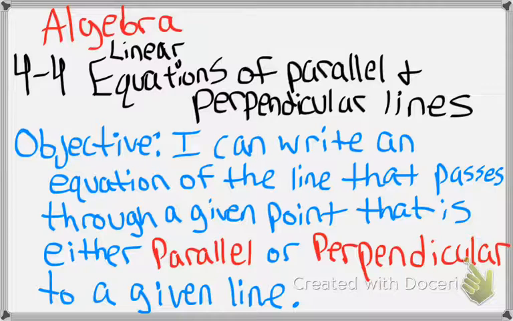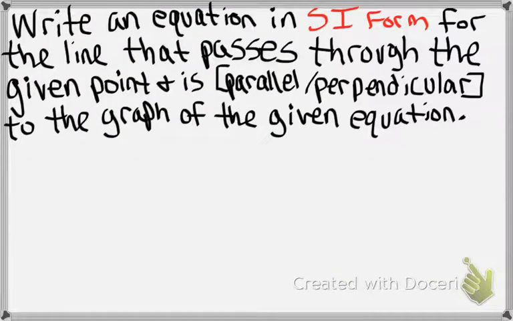Our objective is, as the student, I can write an equation of the line that passes through a given point that is either parallel or perpendicular to a given line. And on that note, you don't have to write this right now, we'll get to it. All the instructions for your questions are going to say something along the lines of this. Write an equation in slope-intercept form for the line that passes through the given points and is, either it'll say parallel or perpendicular, to the graph of the given equation. That's basically what we're going to do for each of these questions.